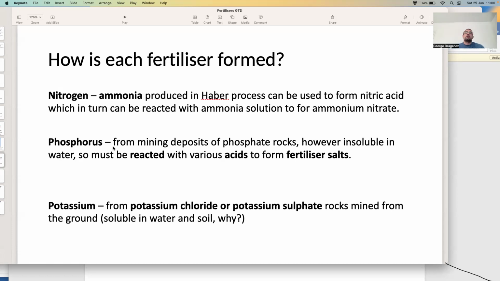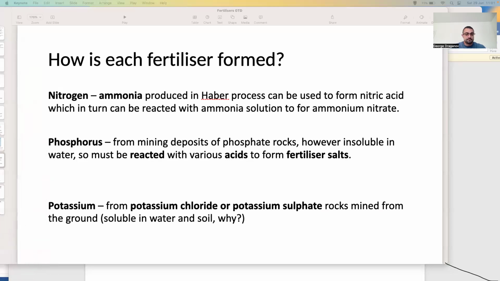And this is the bit that requires, I would say, quite a bit of memory, okay? The potassium one is very easy, actually, because potassium salts tend to be soluble in water. So the rocks, you mine them from the ground, such as potassium chloride or potassium sulfate. Then you just put water on them. And because they're water soluble, you'll form a solution of, say, potassium chloride, which will have the potassium bit that you want for your fertilizer. So those are the more simple ones.